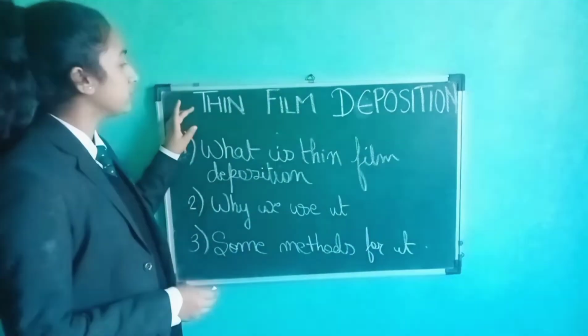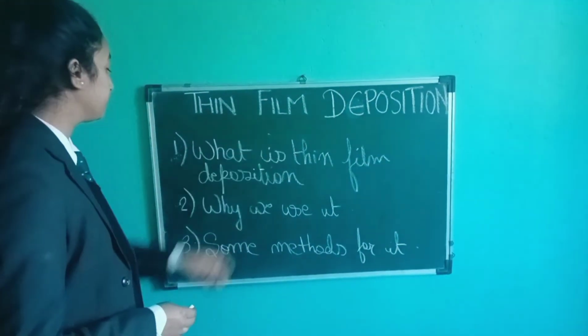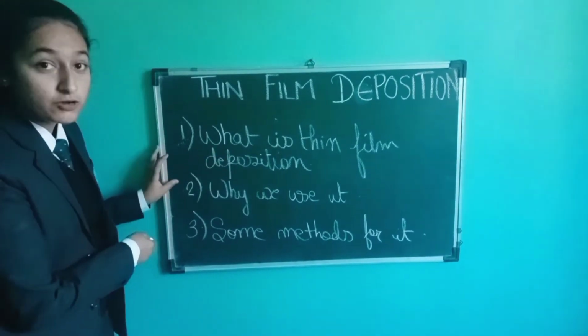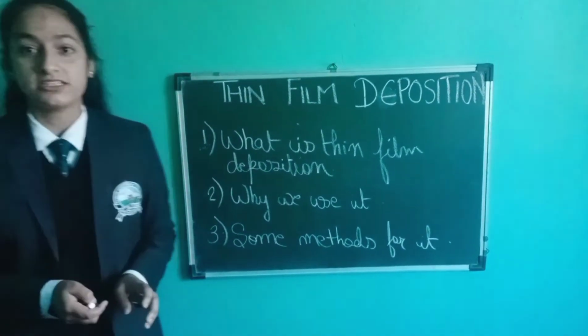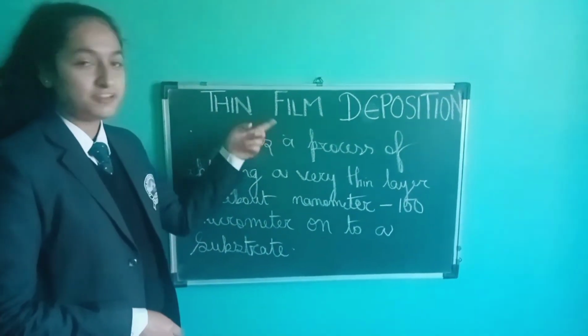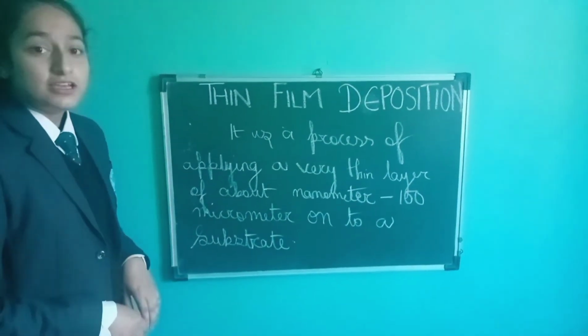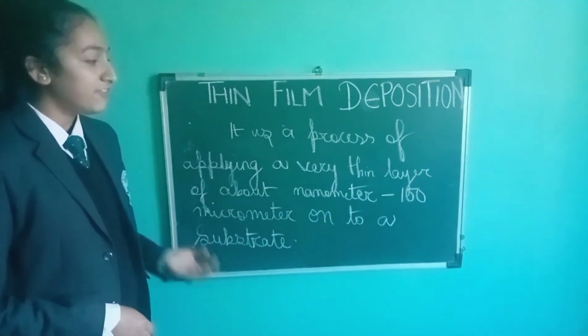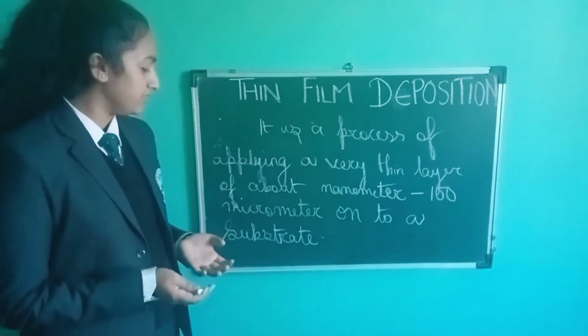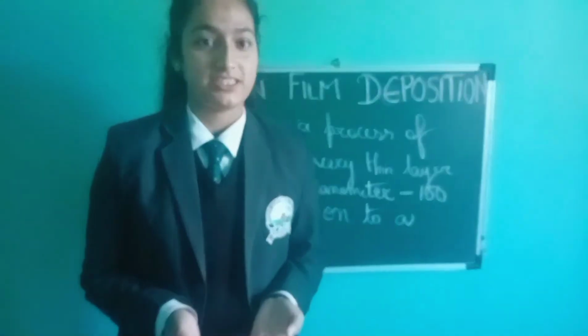So now let's learn about thin film deposition. First of all, let's learn what thin film deposition is, why we use it and some methods for it. Thin film deposition is a process of applying a very thin layer of about a nanometer to 100 micrometers onto a substrate.